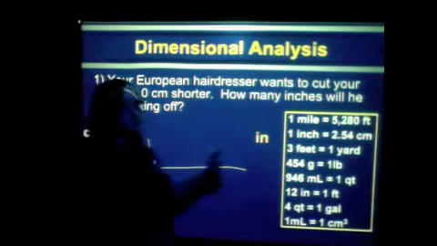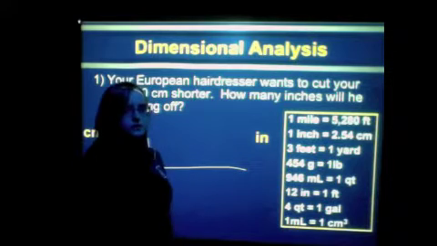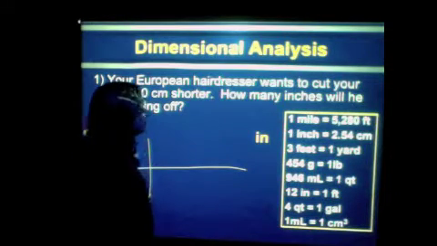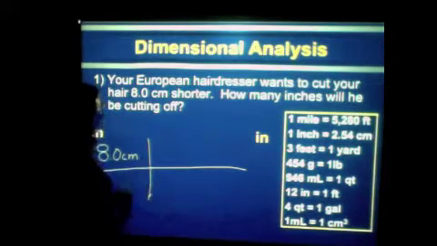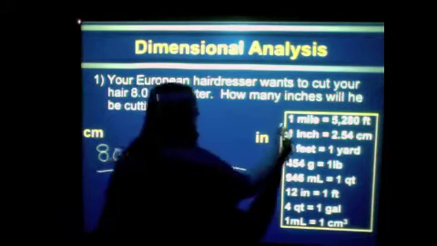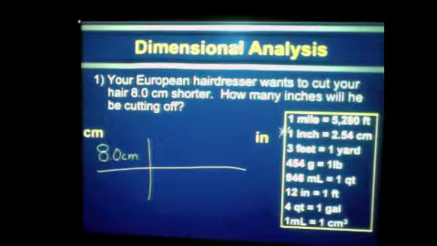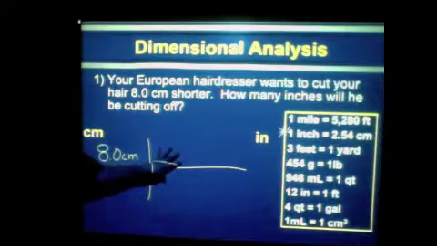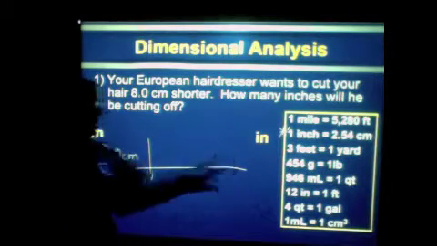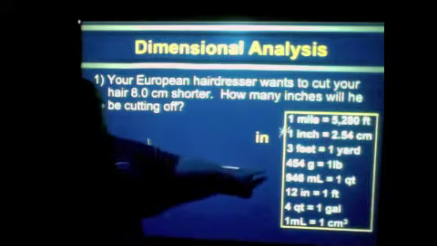To do that, you need to look at your conversions and figure out which one is going to help you get there. So you're looking for the conversion factor that has centimeters and inches in it. Now if you look, you should see this one. 1 inch equals 2.54 centimeters. Okay, so that is the conversion that we are going to put in here. So all the numbers that come after your given are going to be your conversion factors.